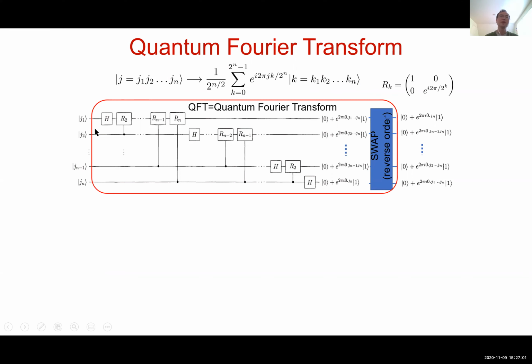Here is the quantum circuit that implements that. Let's just look at the structure. You have j1, j2 up to jn, and you want to transform to this. It turns out this can be understood as an n-qubit product state transformed into an n-qubit product state like that. It's maybe not obvious in this particular form. Let me just make it bigger.